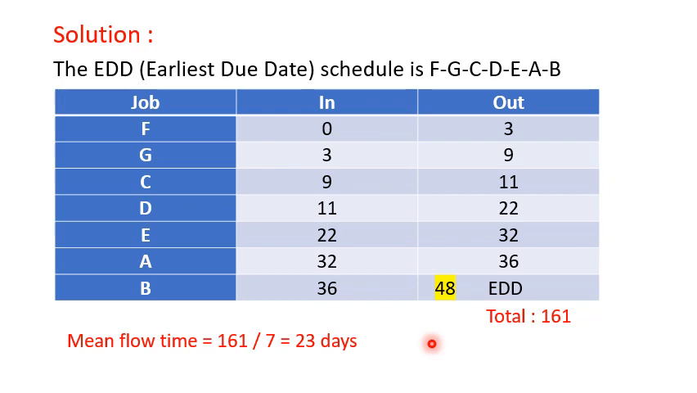By FCFS, you got mean flow time as 28 days. SPT rule, the mean flow time was 20 days. And now by EDD schedule, it is 23 days.